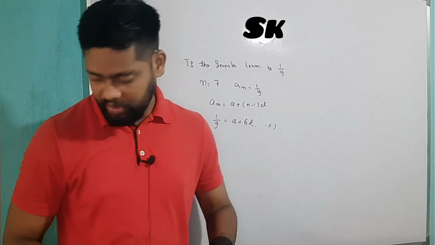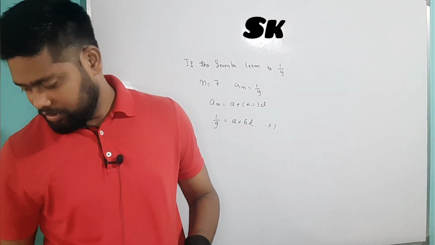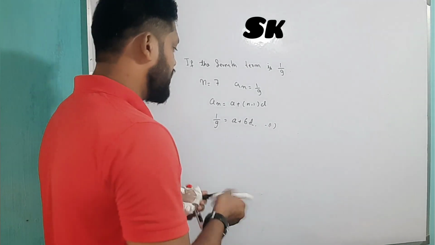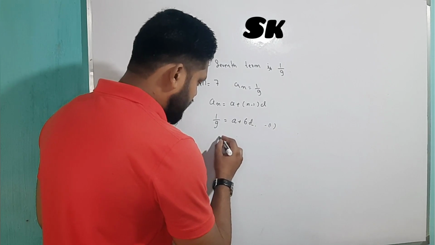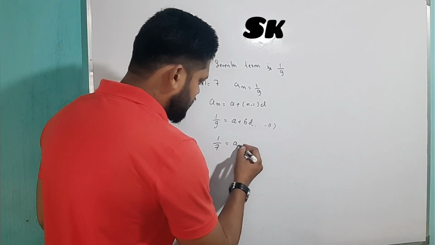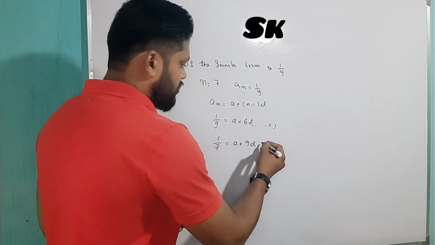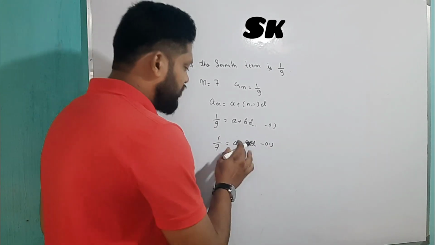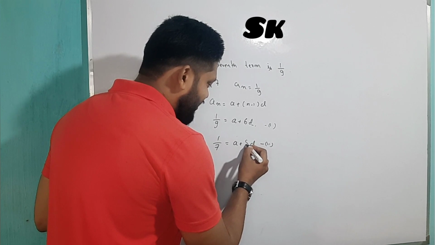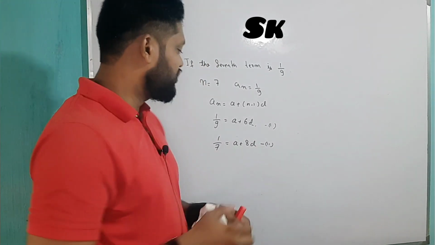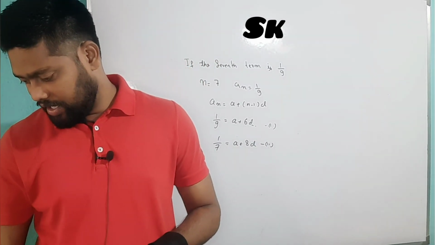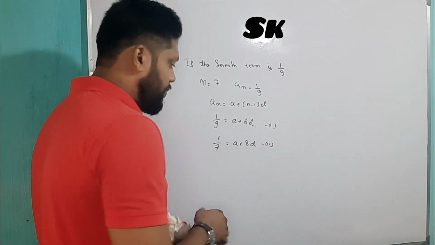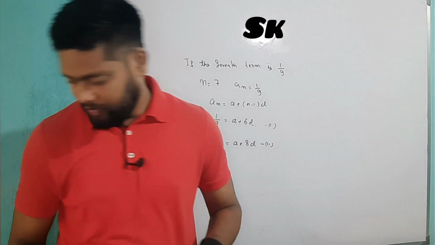After that they are saying that if the 9th term is 1 by 7, the 9th term is 1 by 7, and it doesn't have a value as it is, so the 9th term will be a plus 8d, again the same thing. Now what they are asking to find out: you have to find out A as well as the common difference.